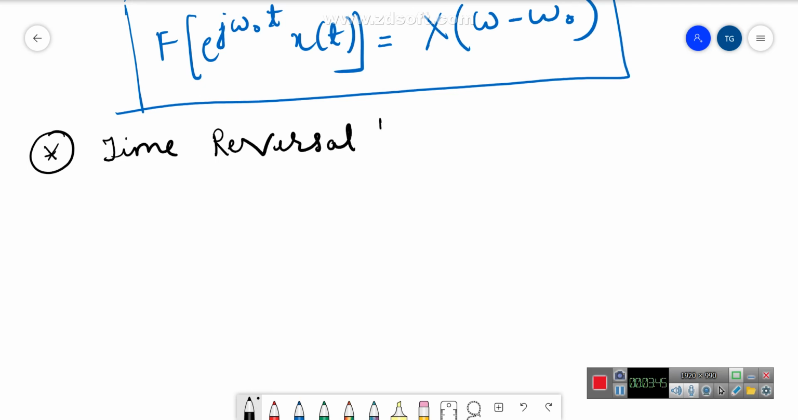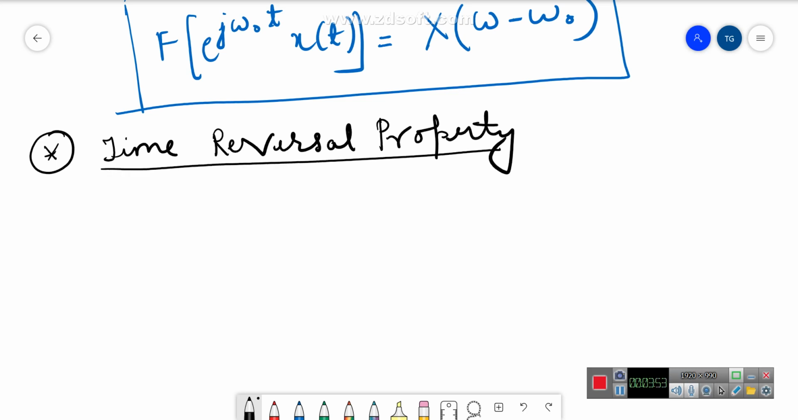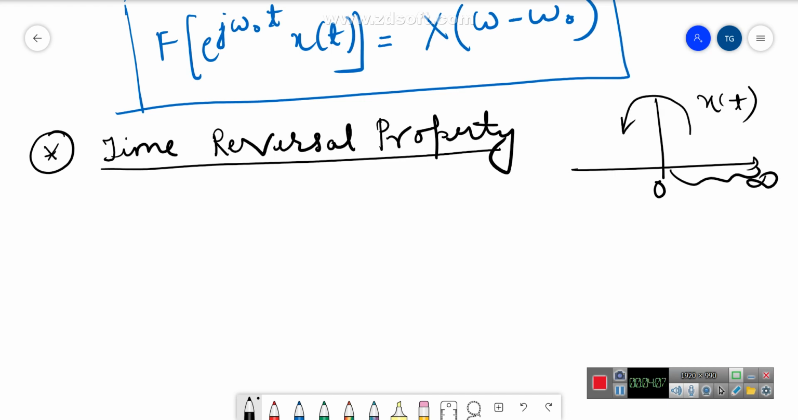To proceed with this property, we should first know what is meant by reversing of a signal. Time reversal means, in the time domain, this is my 0 to infinity, suppose my x of t lies in this part, all positive t, then reversing it means the corresponding t value will get mirrored onto the other side of the y-axis. So here it was x of t in this part, then reversal will give x of minus t.